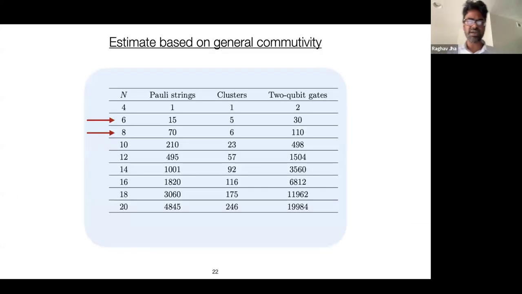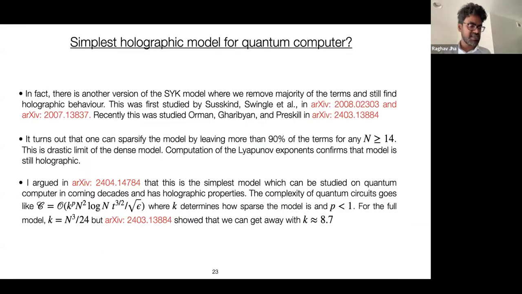So what people started thinking about in 2020, I guess, was: is there a way that you can sparsify the model and still retain holographic features? Note that the whole point of doing SYK is that it's holographic. So now I can ask, okay, this SYK Hamiltonian is holographic, but now I start removing the terms randomly. So I write down the n to the 4 terms.